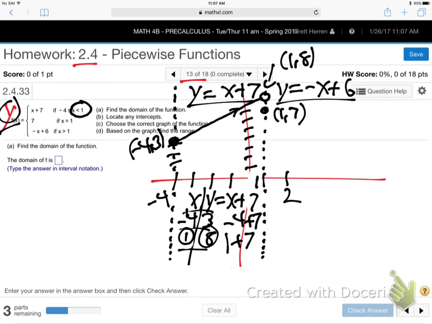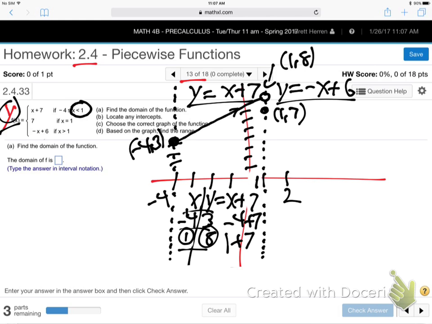Everybody see what I did? I just got two dots. Back 4, up 3, solid dot, over 1, up 8, open dot, because it doesn't quite hit the wall, right? It said only x values less than 1. But it gets really, really close to 1. So open dot there, and over 1, up 8. Is that okay for the left section? Is that making sense what I'm doing?